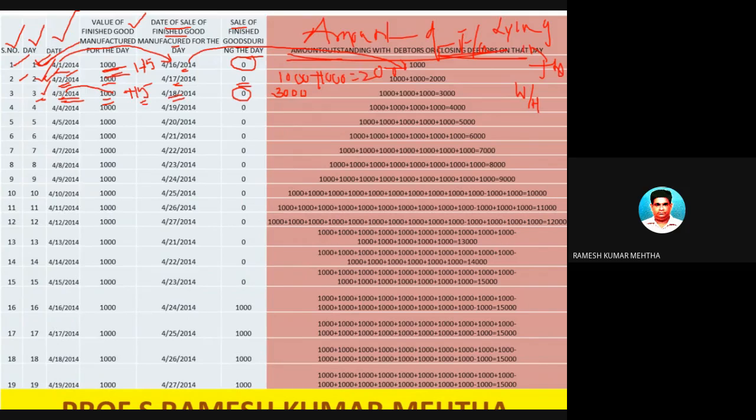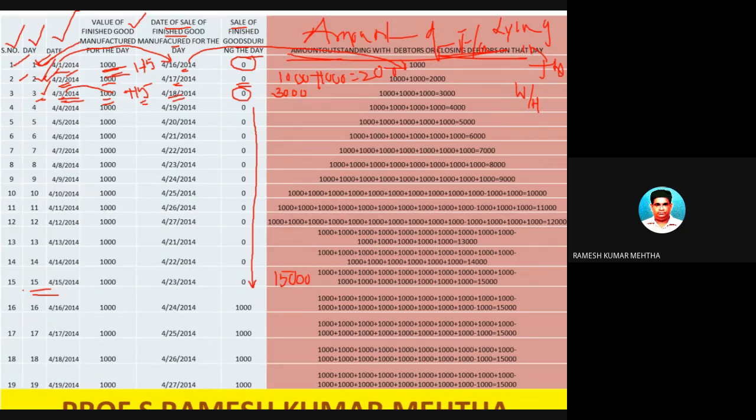So if you carry on this discussion like this up to 15th April, every day there is accumulation of 1,000 rupees of finished goods and there is no sales, and till the end of the 15th April 2014 there is a closing stock of finished goods to the tune of 15,000 rupees lying idle in the warehouse. Now the 16th day, let's see what's happening on the 16th day.